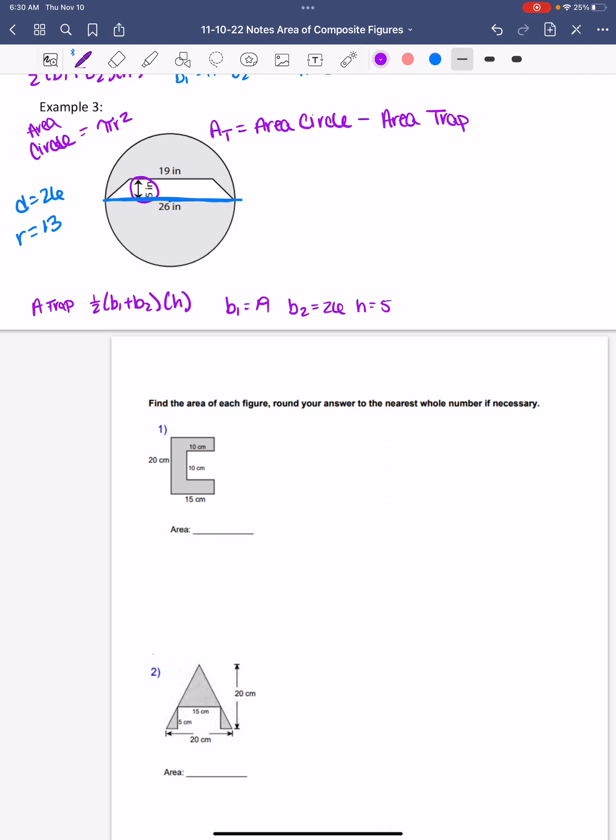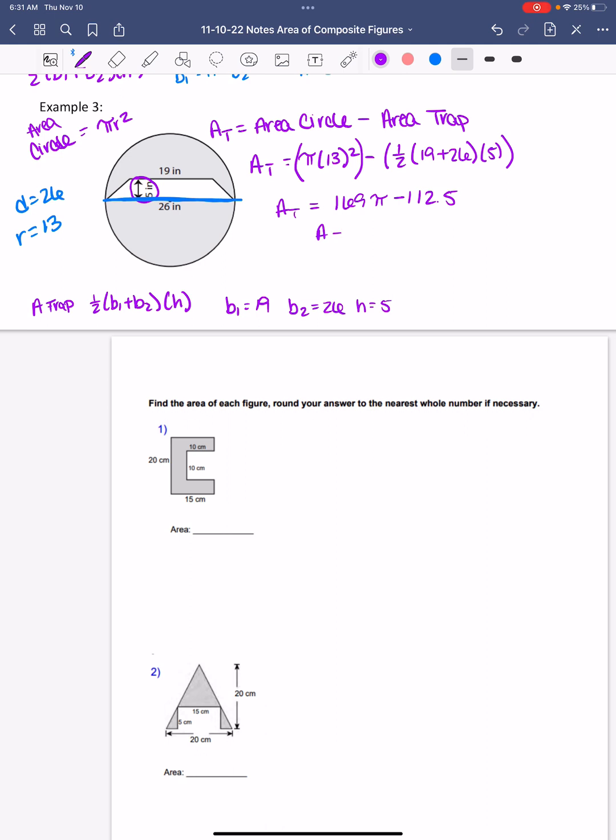So now I can go in and I can substitute. My area total is going to be pi times my r, which is 13, squared, minus, and let me put a bigger parenthesis around there, 1/2 base 1 plus base 2 times your height. And then that's going to get you, area total is going to get you 169 pi minus 112.5.